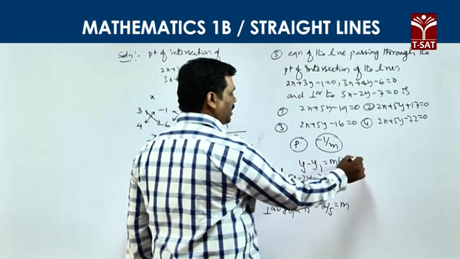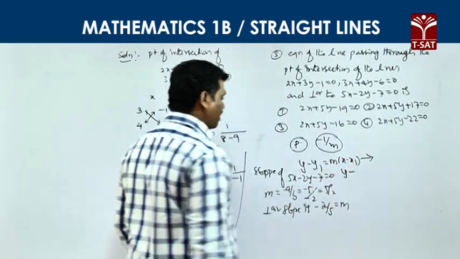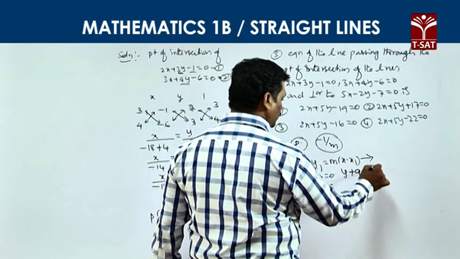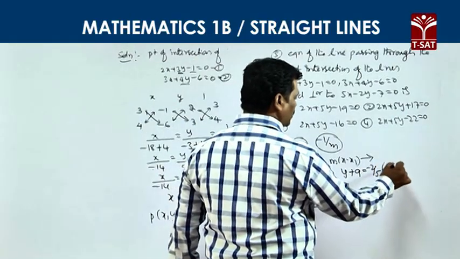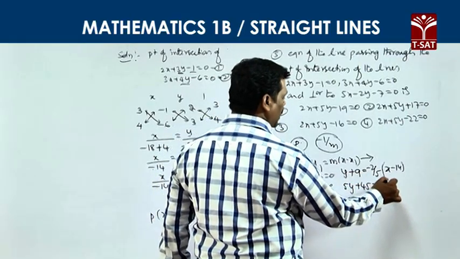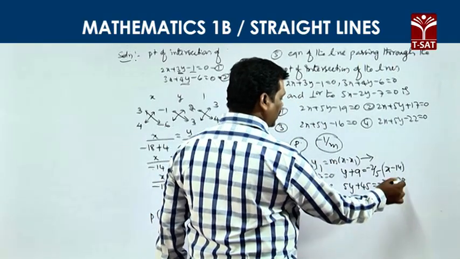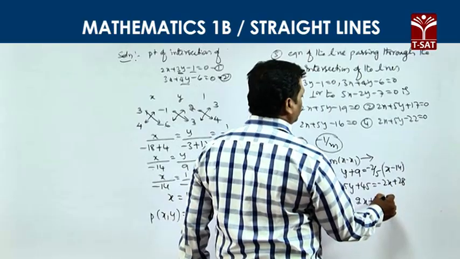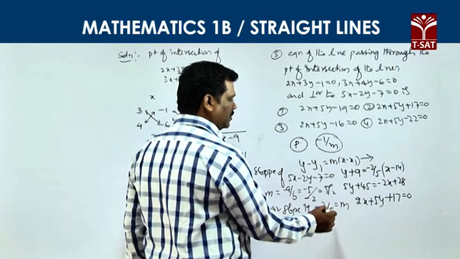What is the equation of the straight line? y minus y1 equal to m into x minus x1. Here y1 is minus 9, so y plus 9 equal to m, which is minus 2 by 5, the perpendicular slope, into x minus x1, where x1 is 14. So x minus 14. Multiplying by 5: 5y plus 45 equals minus 2x plus 28. Taking everything to one side, 2x plus 5y, 45 minus 28, how much? 17, equal to 0. So your answer is the second one.